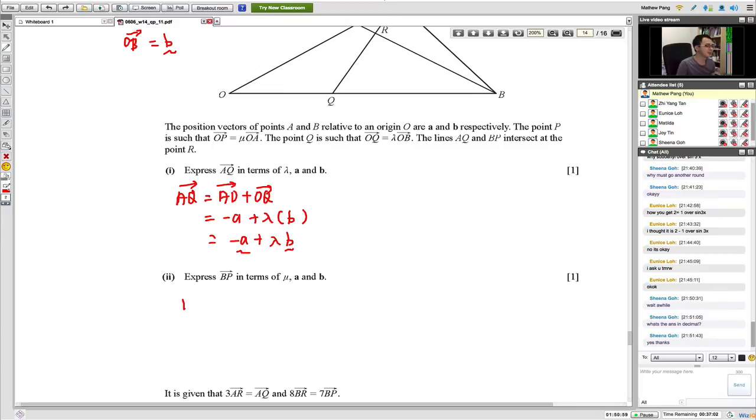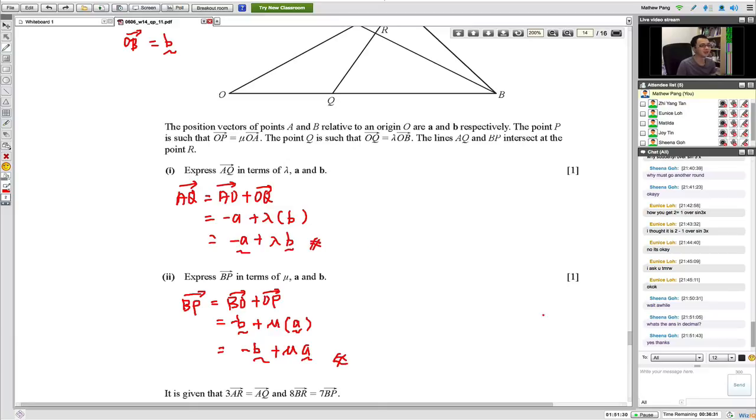The second one, express PB, same thing. PB equals PO plus OB. BO is actually negative b. And for OP it is mu OA, and OA is a. So basically you have negative b plus mu a. Just like this, 1 mark and 1 mark. Just do the substitution.